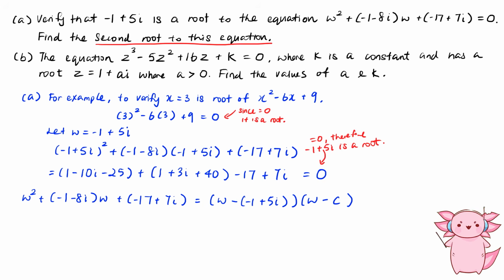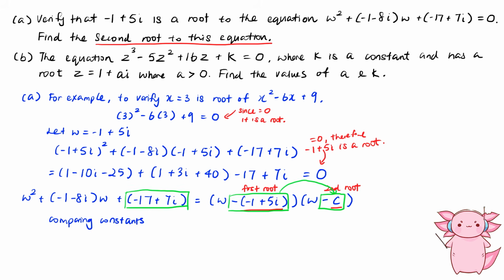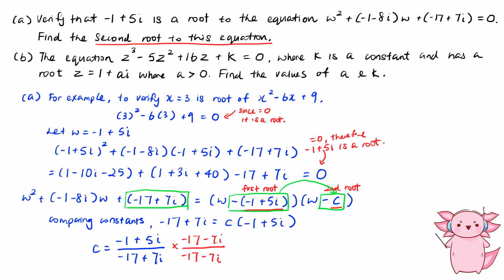The next part is talking about finding the second root, which requires us to compare coefficients. So let's rewrite the quadratic as this, where we have found the first root over here and the second root c over here. Just by comparing the coefficients of the constant terms, we can form an equation in c, and after realizing the fraction, we can get c is equal to 2 plus 3i.